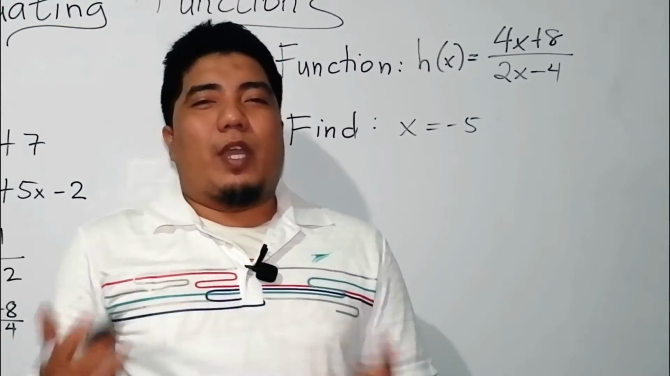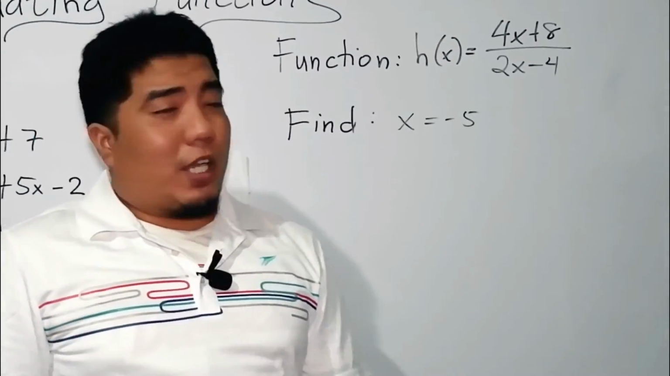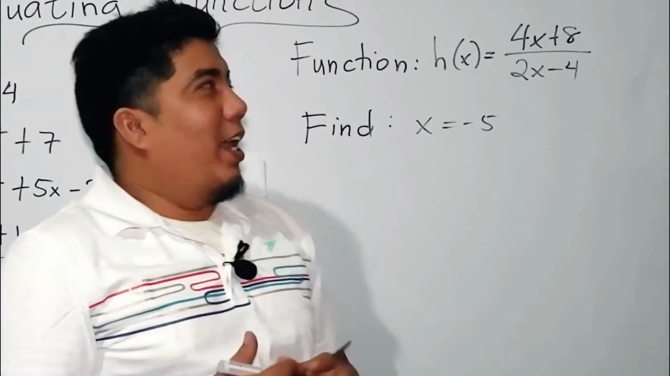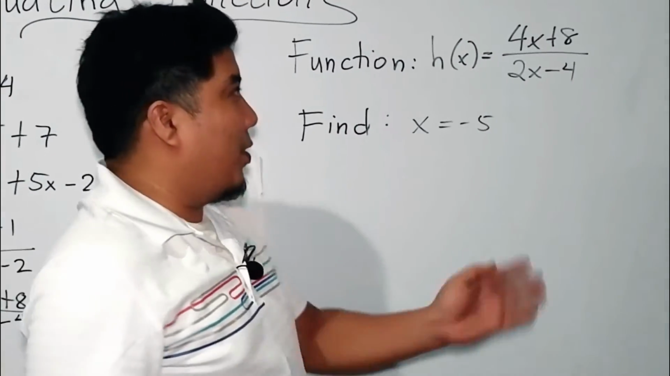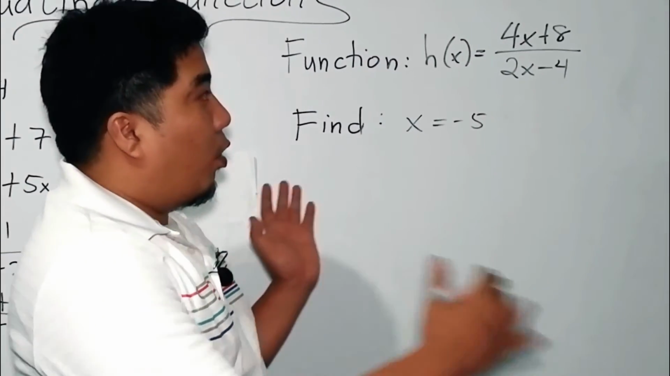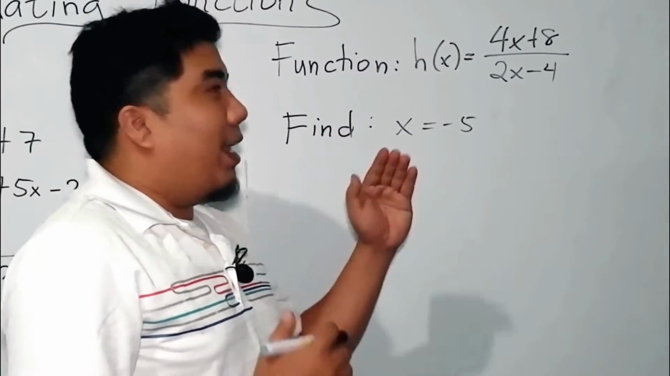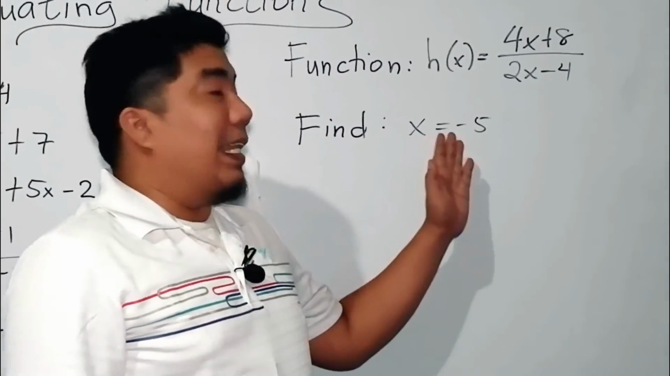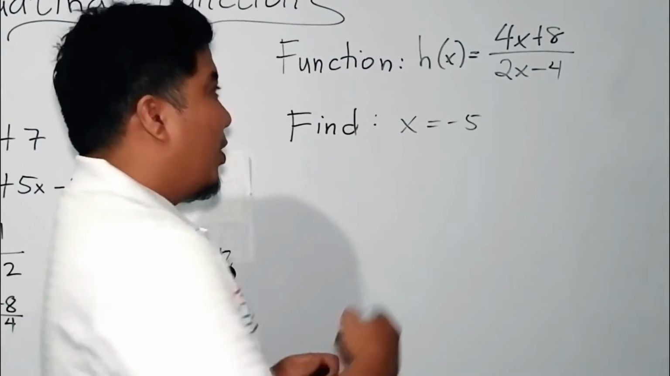Okay, math learners, we are now to our next example, which is a fraction or a rational algebraic expression. Okay, so we have h of x is equal to 4x plus 8 all over 2x minus 4. And the value of our x is negative 5. So, how do we do that?